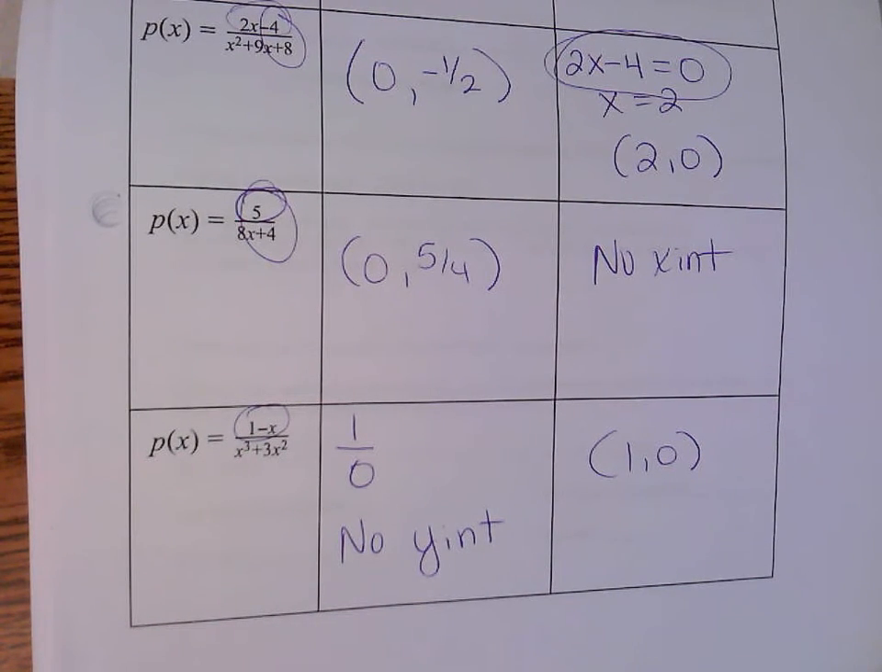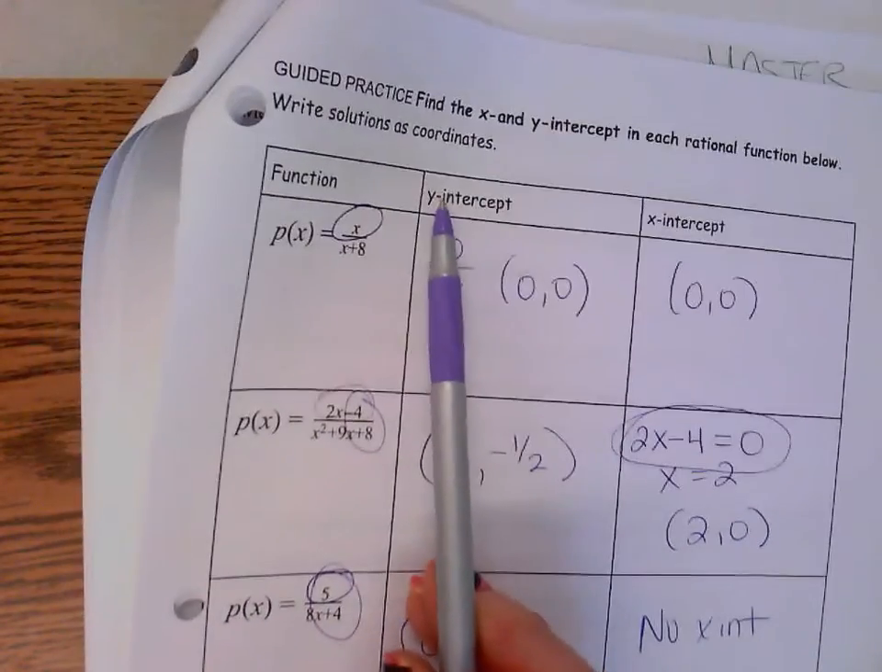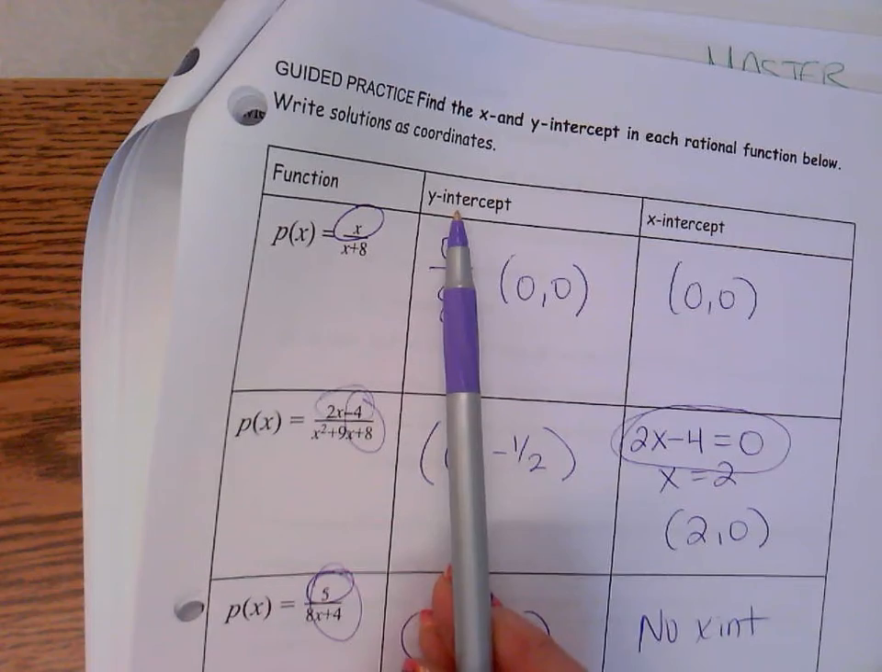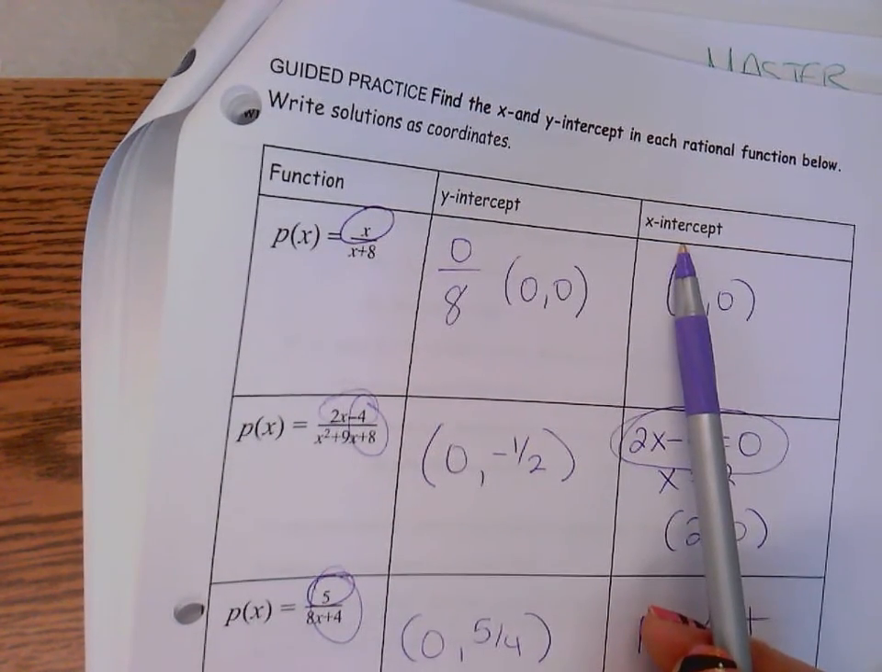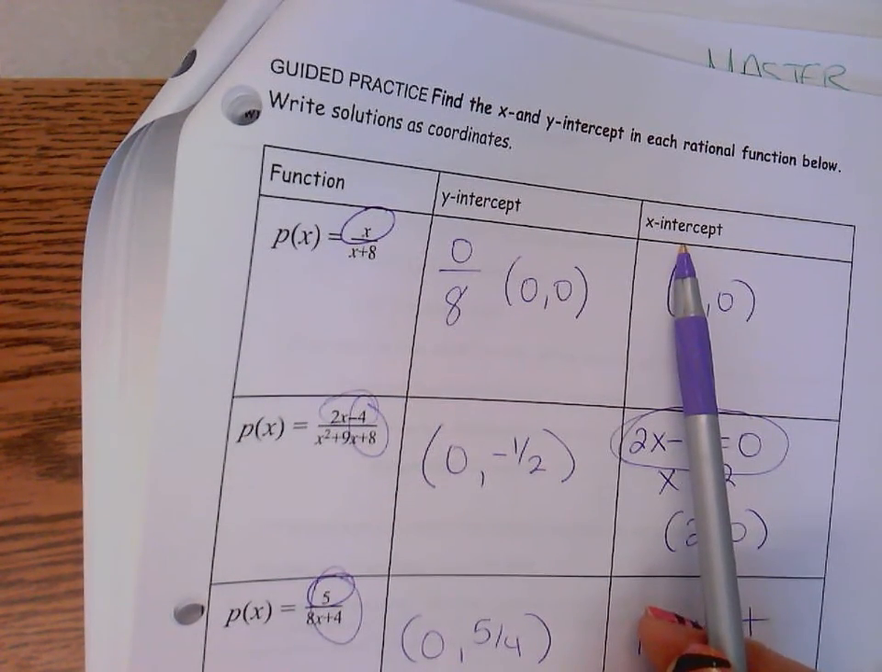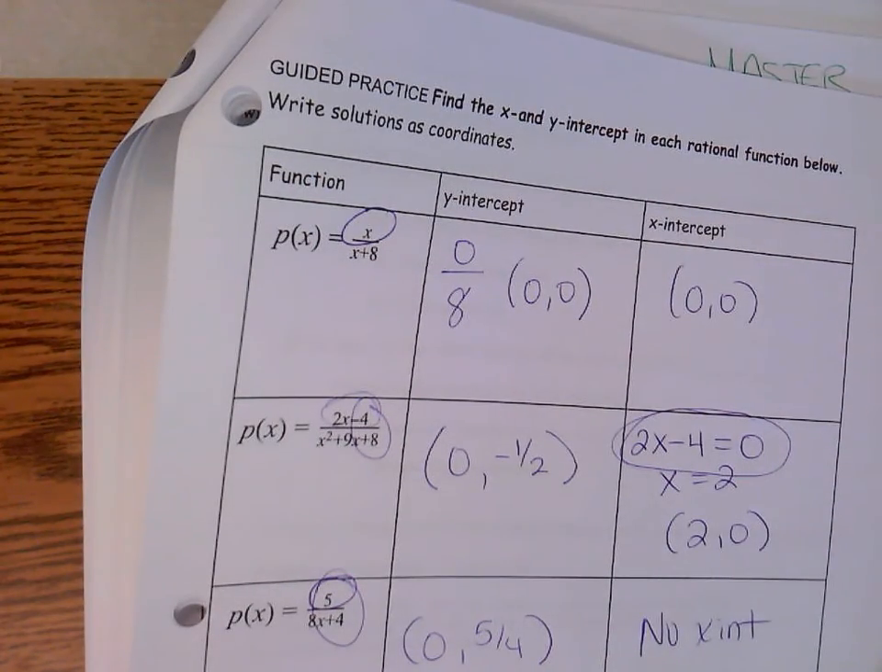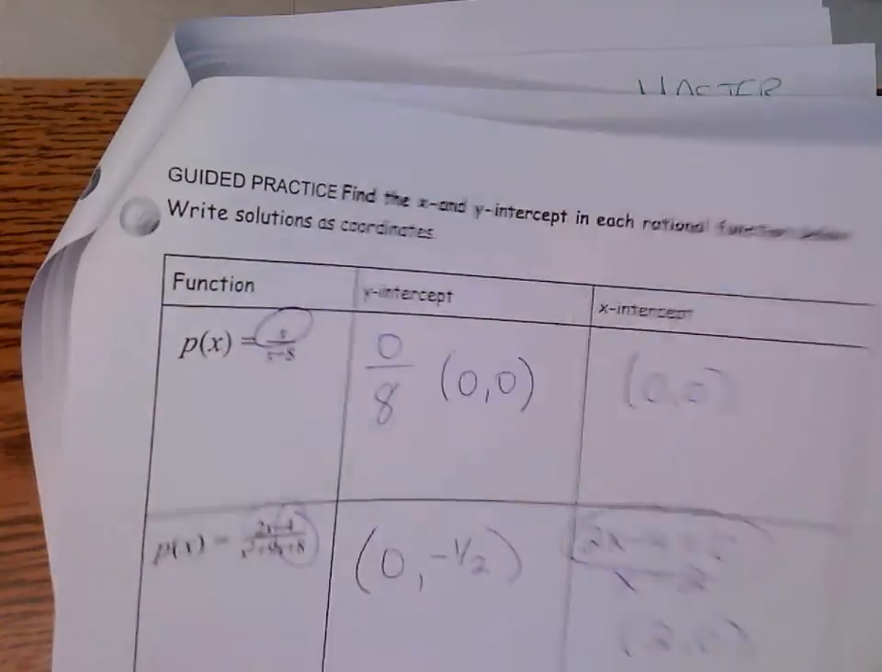So the thing that makes it tricky is keeping all 4 things separate, and that's what the note card is going to help you with on Friday, because we're going to write on the note card, how do I find the y-intercept? Plug in 0 for x. How do I find the x-intercept? Set the numerator equal to 0. And we can put an example of what that looks like on the note card. So then all you have to do is apply it when you get to the quiz.